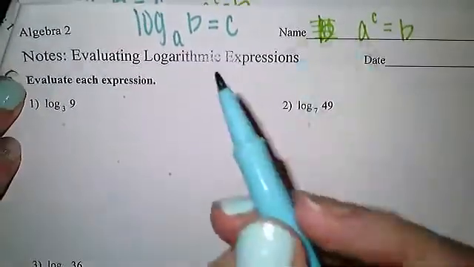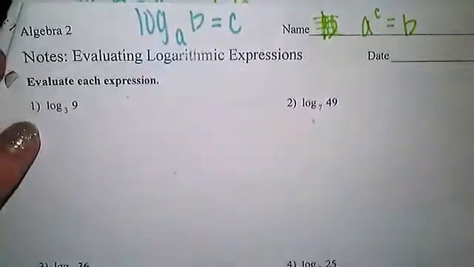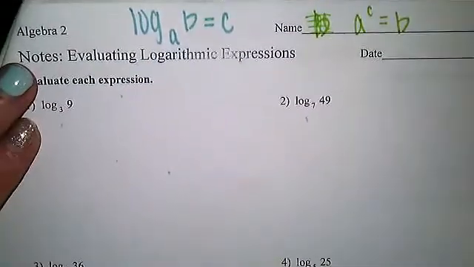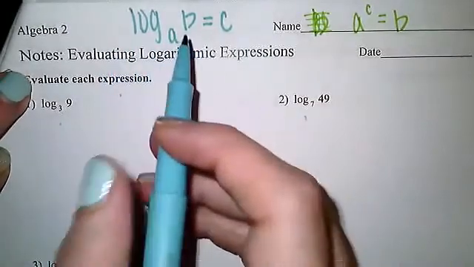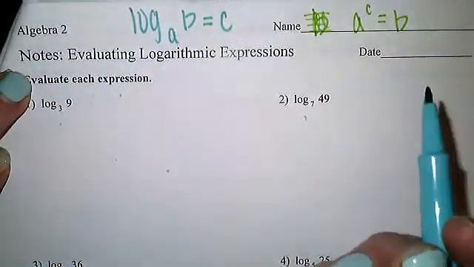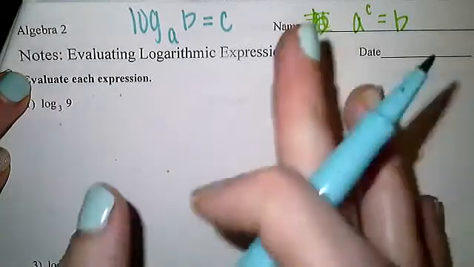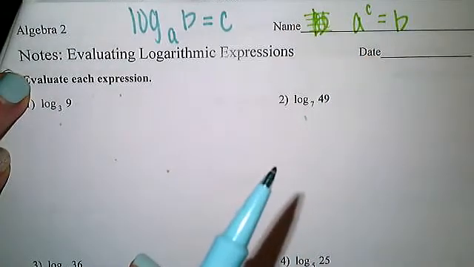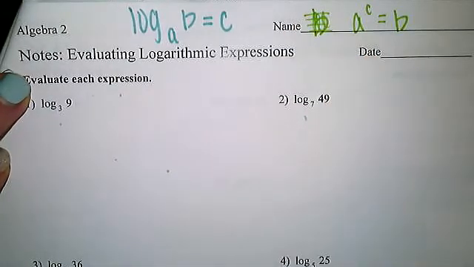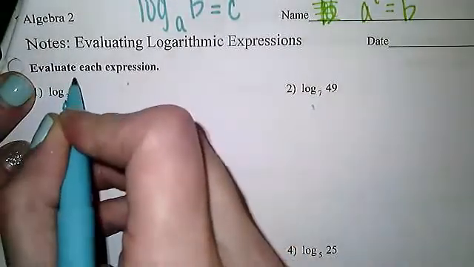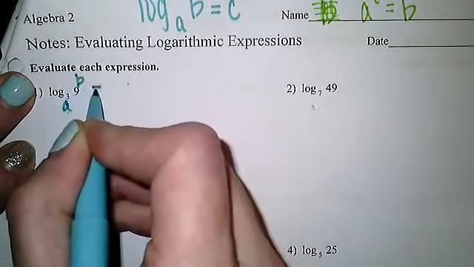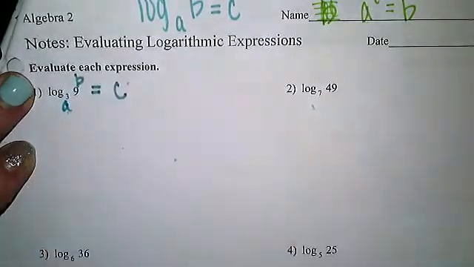So what I like to tell people is you're going to rewrite your expression. First you're going to start with labeling it in logarithmic form. If you haven't watched the video about rewriting expressions from log to exponential form and vice versa, you might want to start there. So here we have our A, our B, and we notice we don't have a C, so we'll put equals C.